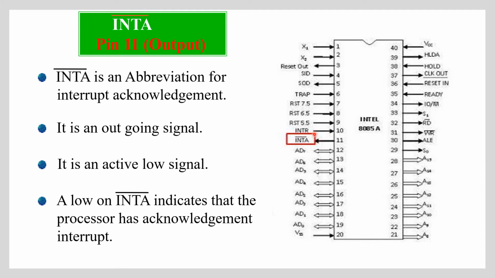So as it receives the interrupt from INTR, it sends an acknowledgement signal to know from where the interrupt is coming. It is an outgoing signal. It is an active low signal. So when a low is on this pin, it is active and it gives the acknowledgement. A low on INTA indicates that the processor has acknowledged the interrupt. Clear? So there are 5 hardware interrupts, and this is the interrupt acknowledgement for INTR, because the others all have a vector location. Clear? So this is nothing but interrupt acknowledgement.